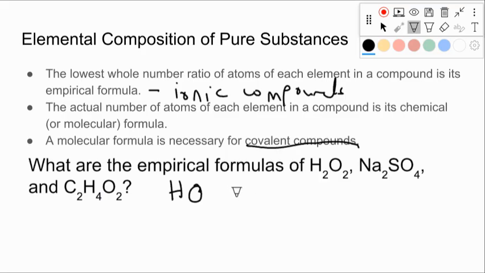The next one is Na2SO4. Well, it's already simplified, as all of your ionic compounds are going to be. And then I have C2H4O2. That can all be reduced by 2, so it's going to be CH2O. Again, this is the simplest formula, but there are a lot of compounds that form between C, H, and O, and we need to see those subscripts to know which one is which.